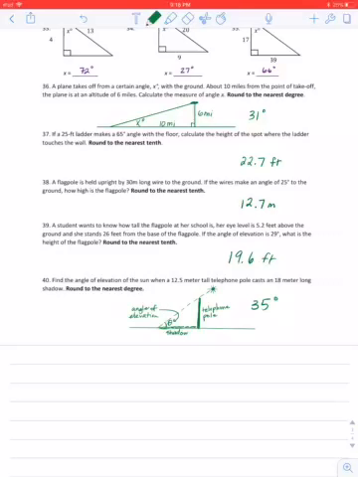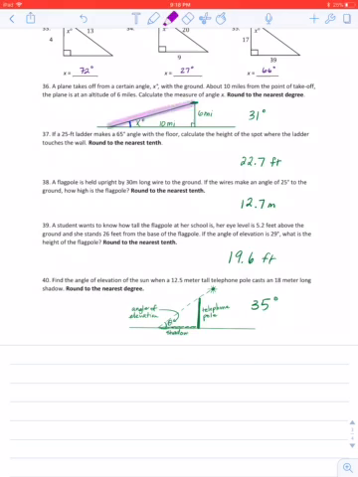Okay, so we're going to start with 36, which I gave you the picture for because it was a little confusing with the wording. It says a plane takes off from a certain angle x from the ground, so that's going to be my angle of reference. And then I'm flying in the air. Here's my airplane going through the air right here. I'll highlight it for you here.